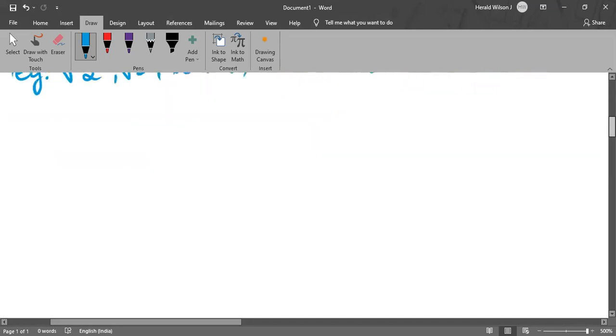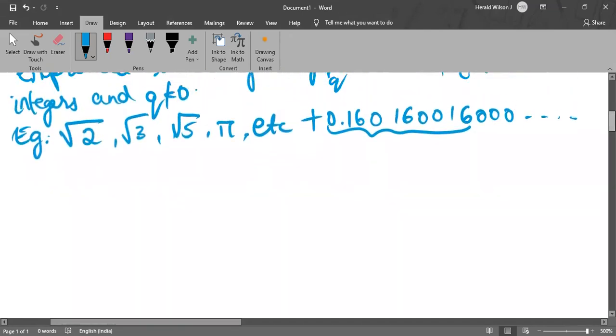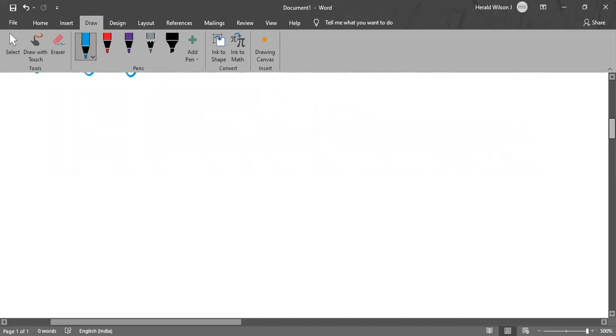We will go for an intro to exercise 1.3, and at that time I will teach you that. For now, just keep this in mind. A very easy example is root 2, root 3, root 5, and of course pi. Coming to the value of pi, how is pi an irrational number? If that is your question, let me tell you.